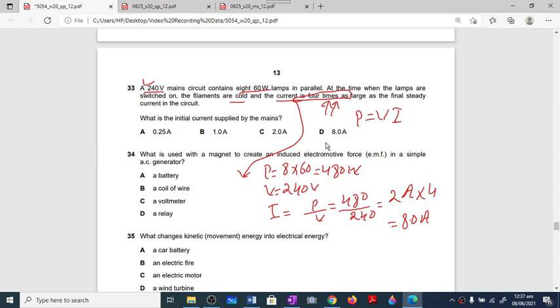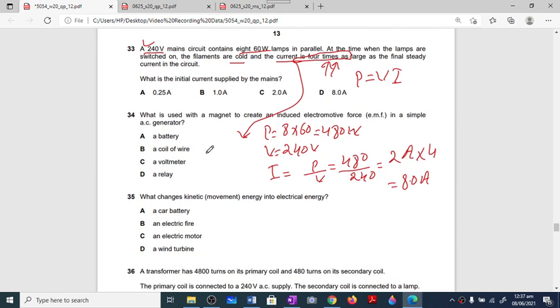Now question number 34, what is used with the magnet to create an induced EMF? Whenever the magnet moves inside a coil, an induced EMF will be generated. So for question number 34, option B is the valid option.